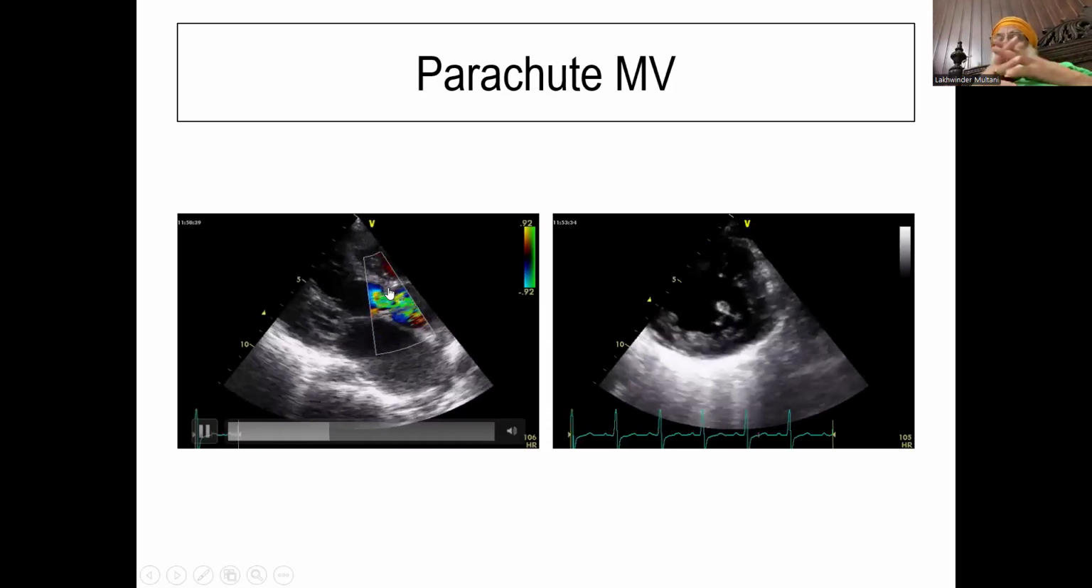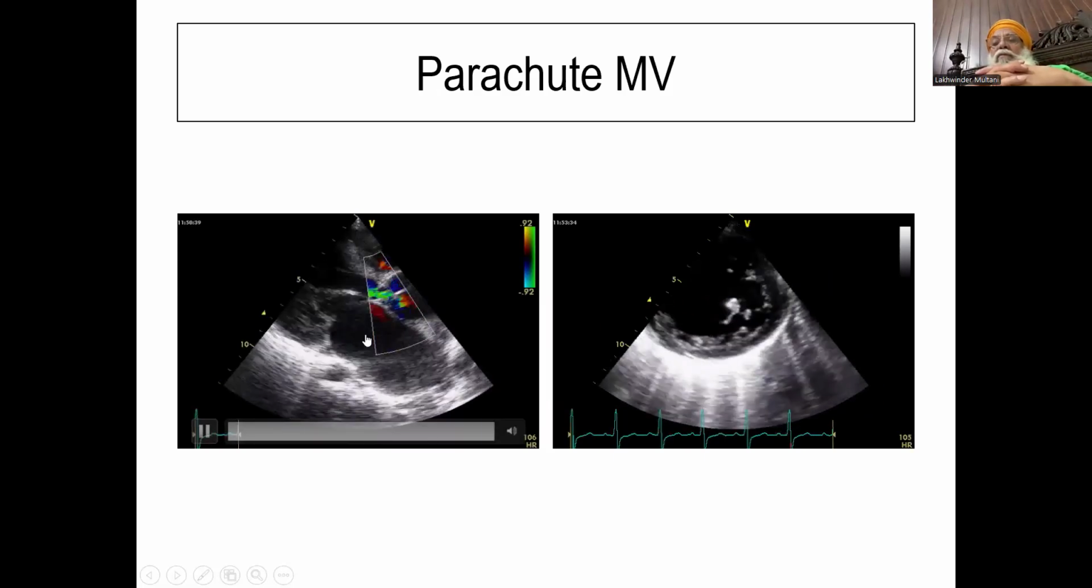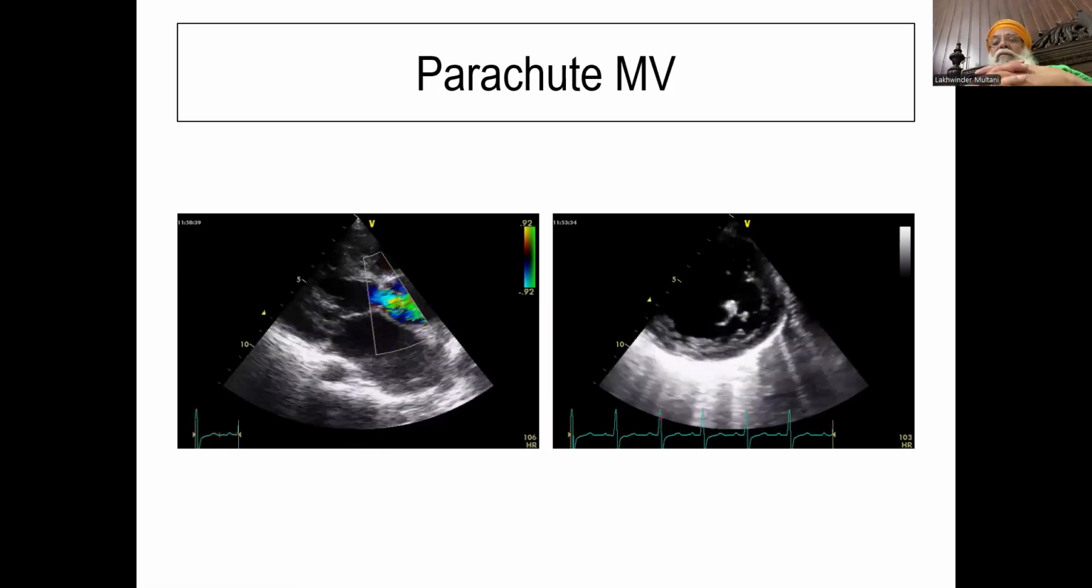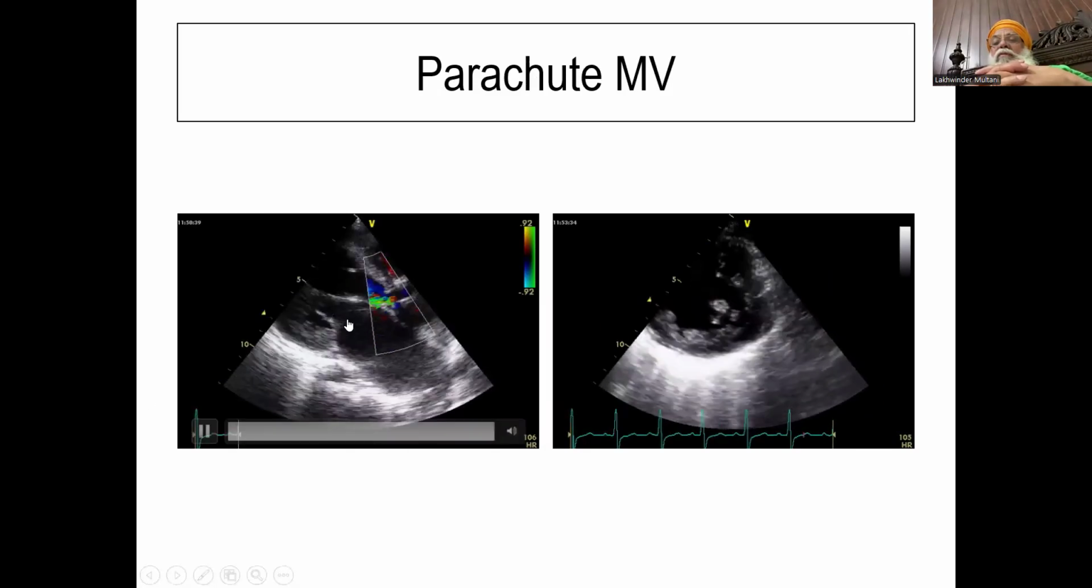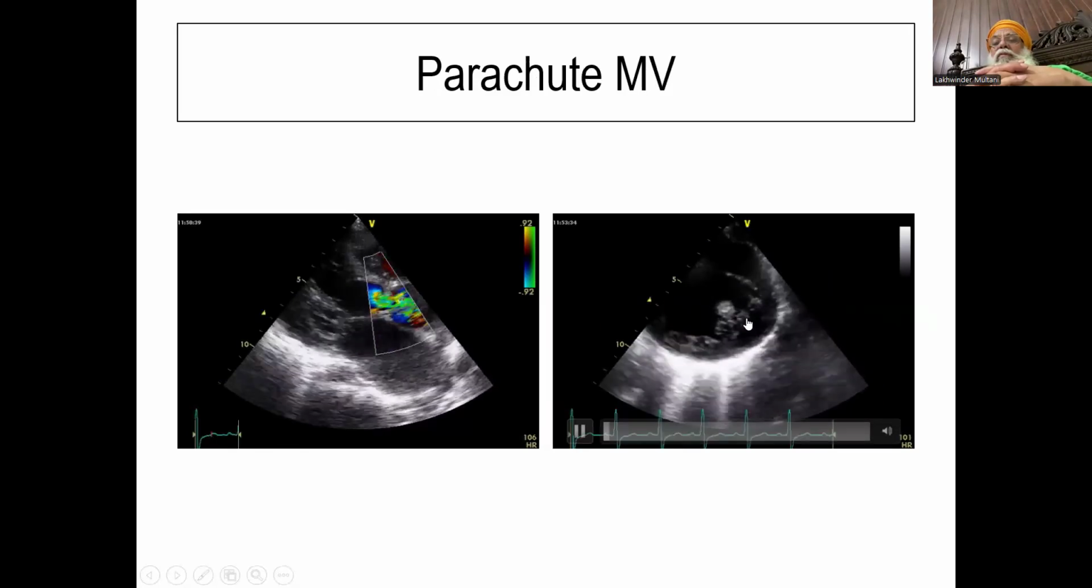Next is a parachute mitral valve. These parachute mitral valves behave like a mitral stenosis. What do you mean by parachute mitral valve? All the leaflets of AML and PML and these cords are attached to a single papillary muscle.